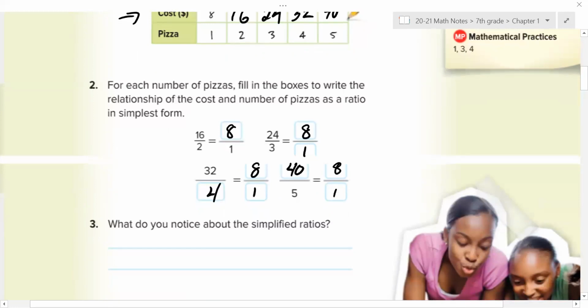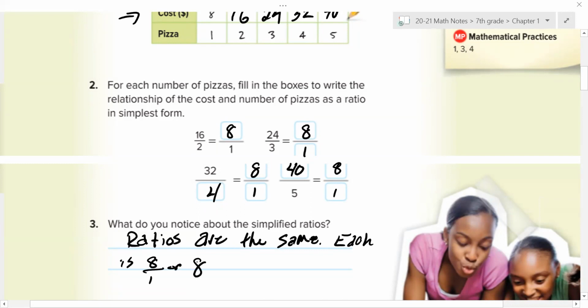And what do you notice about the simplified ratios? Ratios are the same. Each is 8 over 1 or 8. Ratios are the same.